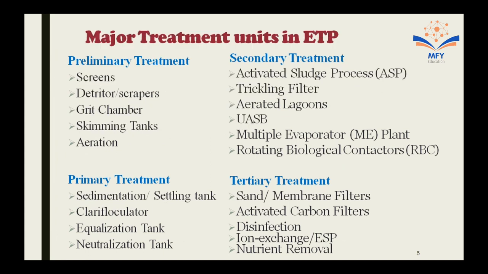What are the major treatments used in ETP? There are four steps: preliminary treatment, primary treatment, secondary treatment and tertiary treatment. Preliminary treatment includes screens, detritus scrapers, grit chamber, skimming tanks and aeration. Primary treatment utilizes sedimentation, settling tank, clariflocculator, equalization tank and neutralization tank. Secondary treatment includes the activated sludge process (ASP), trickling filter, aerated lagoons, UASB, multiple evaporator plant and rotating biological contactors. Tertiary treatment includes sand and membrane filters, activated carbon filters, disinfection, ion exchange, ESP, and the last one is nutrient removal.